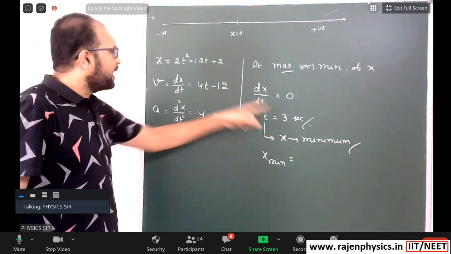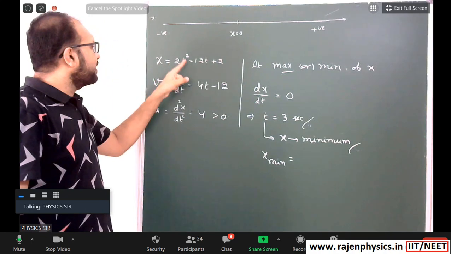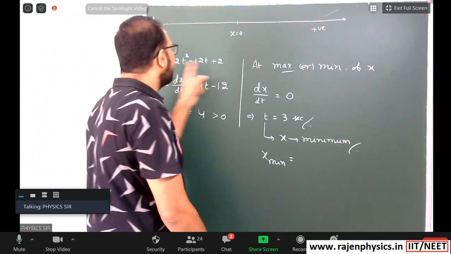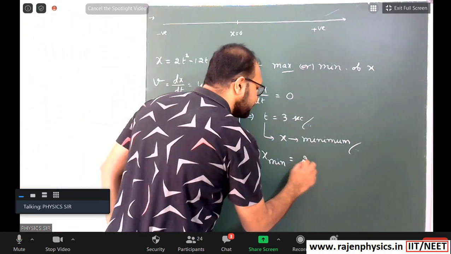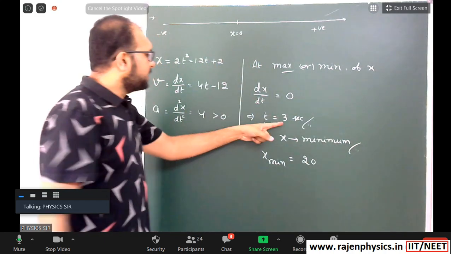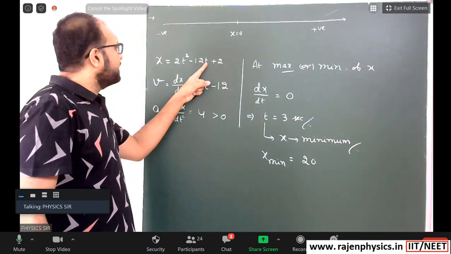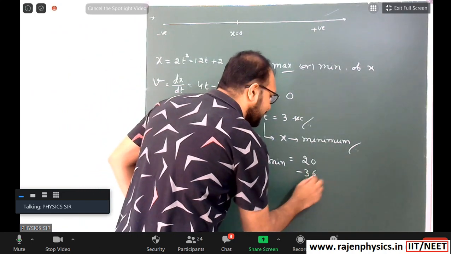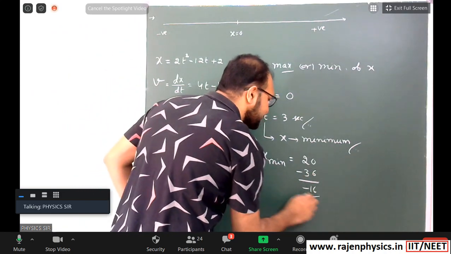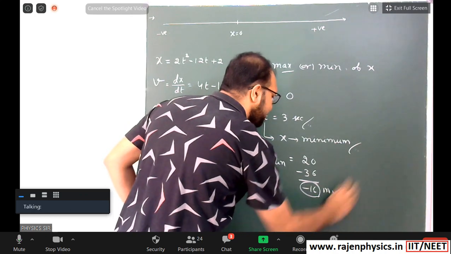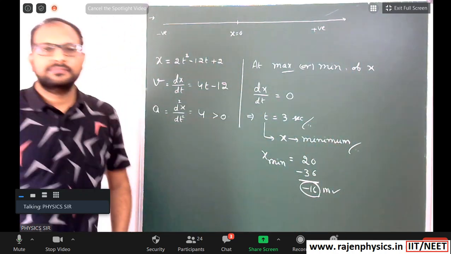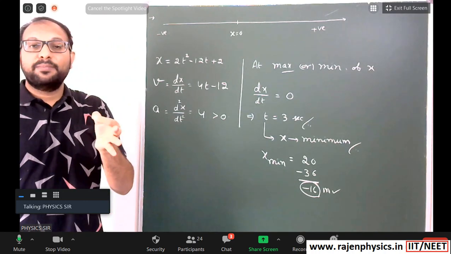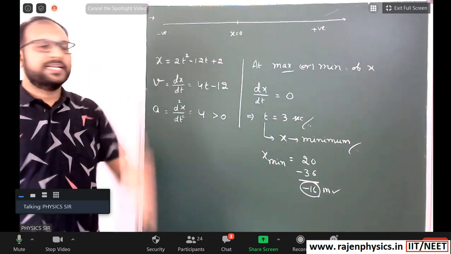Yes, so substitute t equal to 3. 3 squared is 9, 9 into 2 is 18, 18 plus 2 is 20. Next, for t equal to 3, 12 into 3 is 36. Minus 36, so minus 16 meters, suppose x. Students, the x minimum value is minus 16.